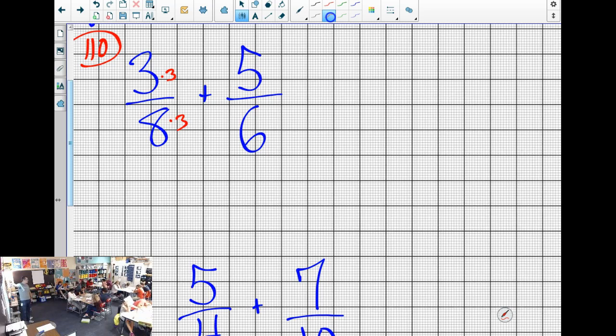What do I do over here to 5/6 on top and bottom? Multiply by how much? No. 3 doesn't get us to 24. Not 5, that's too far. 4. Guys, please make sure we have this work shown out. You need to show what we are multiplying by.